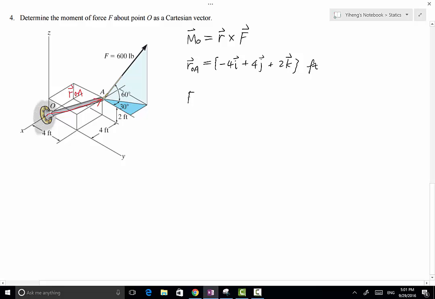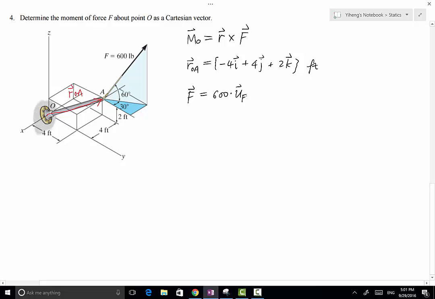We already have the force magnitude. It equals 600 pounds. So we only need to determine the unit vector for this force. In this case, the unit vector cannot be determined from the position vector. It cannot be determined from the three coordinate direction angles, alpha, beta, gamma. However, we are given some geometric information.